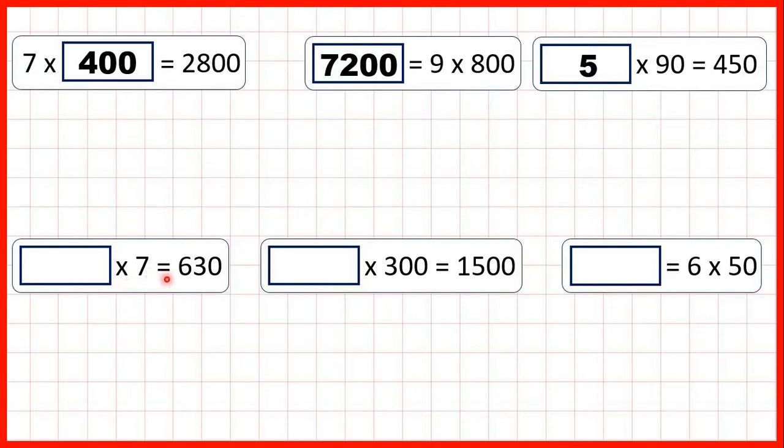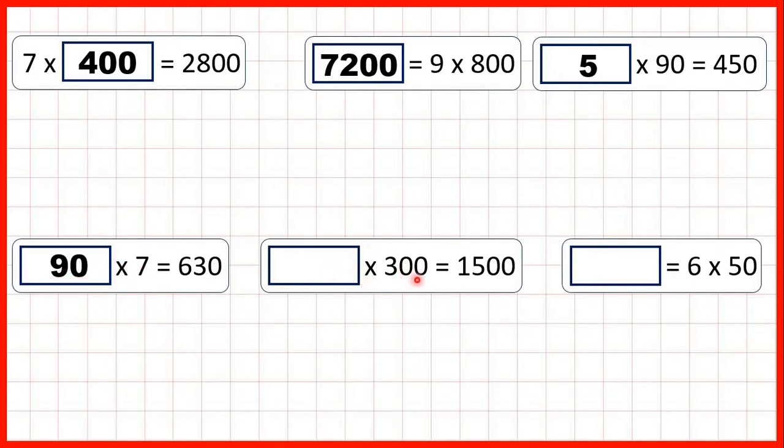What times 7 equals 630? Well, 9 times 7 is 63, but because we have an end zero in the answer to our multiplication, we need an end zero in the question as well. So 9 times 7 is 63, and we need our end zero, so our missing number is 90.